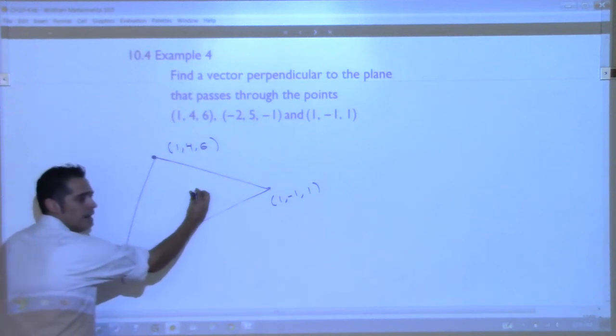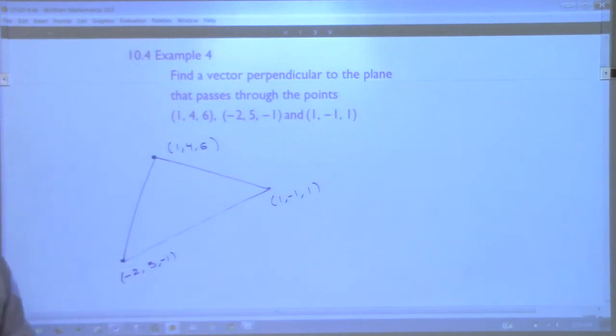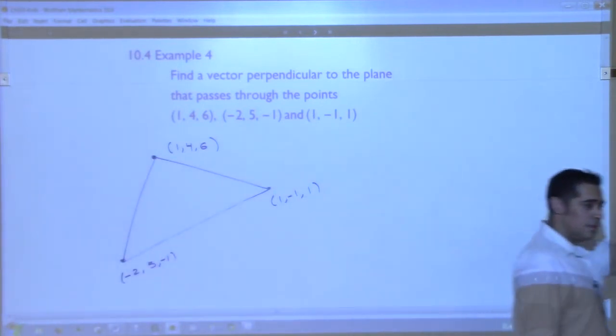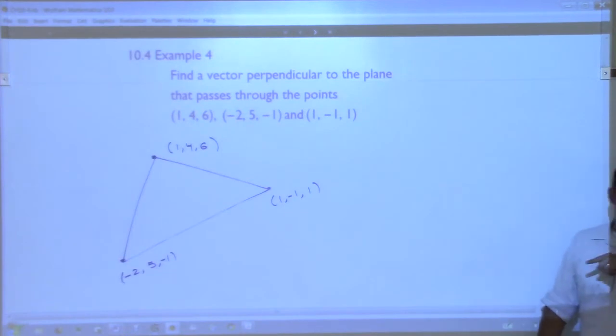Orthogonal to that plane. How can you do it? Cross product of any two what? Points. Oh, you can't do... These are points, not vectors. You can make vectors. You can make vectors, right?